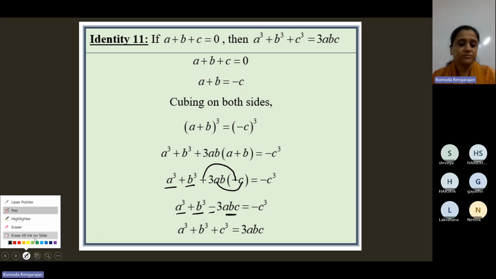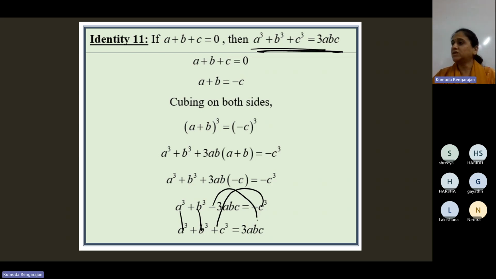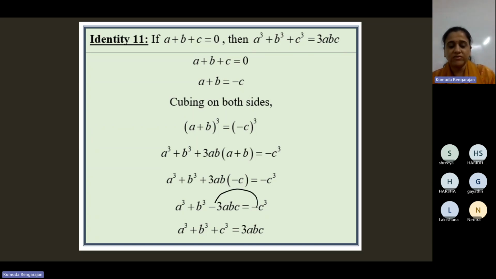Now transpose, arranging the terms so that you are able to show this result. So a cubed plus b cubed plus c cubed is equal to plus 3abc. Bring this to the left hand side, take this to the right hand side. So minus 3abc becomes plus 3abc. Minus c cubed, when it goes to the left hand side, becomes plus c cubed. So a cube plus b cube plus c cube is equal to 3abc. All right.